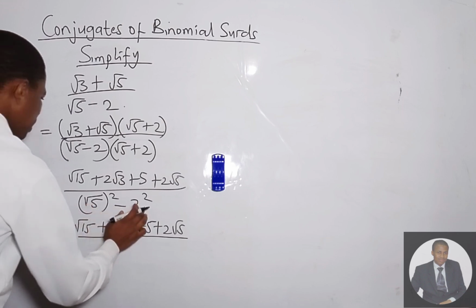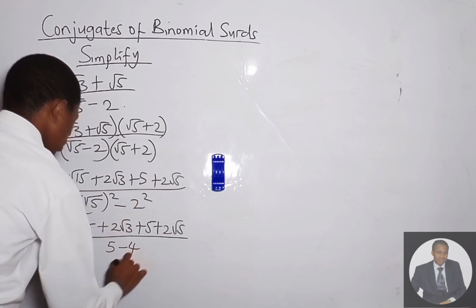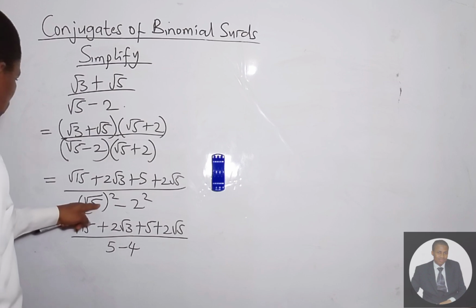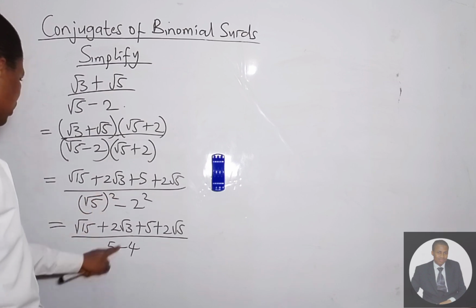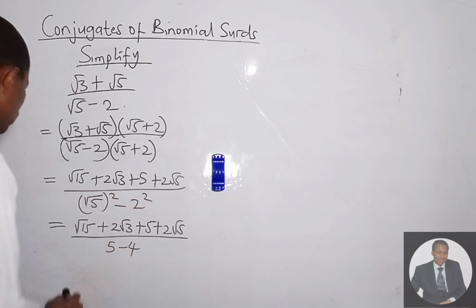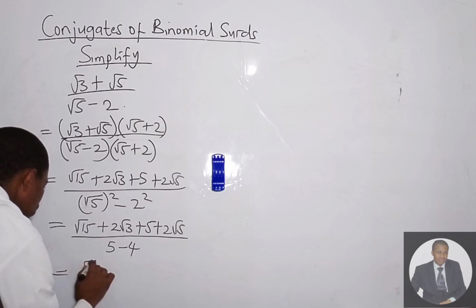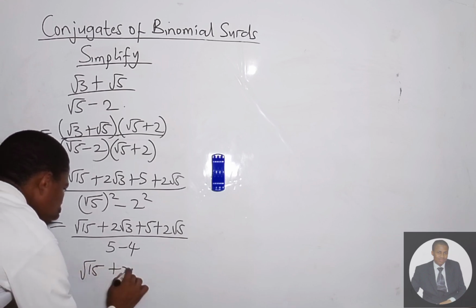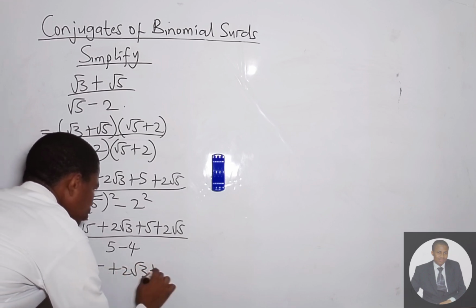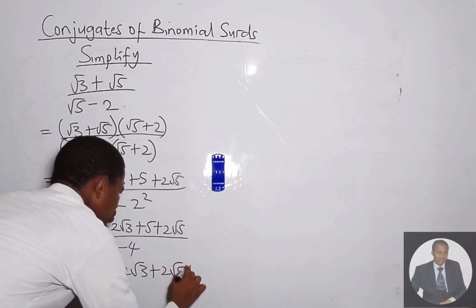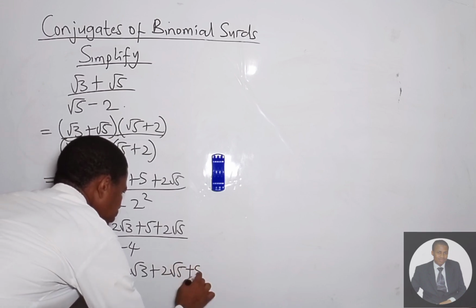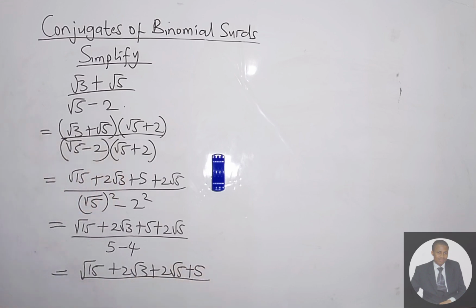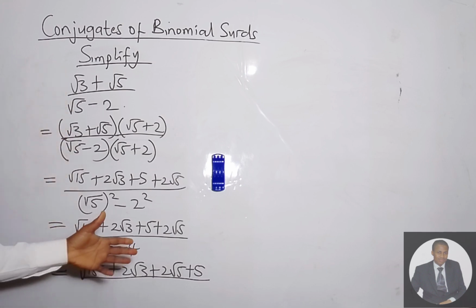4. Because the square of root 5 is 5. The square of 2 is 4. So our final answer becomes root 15 plus 2 root 3. We can bring all the roots together. 2 root 5 plus 5. This becomes our answer.